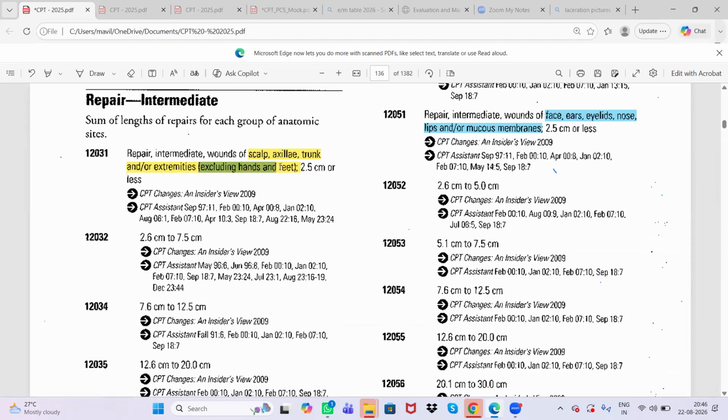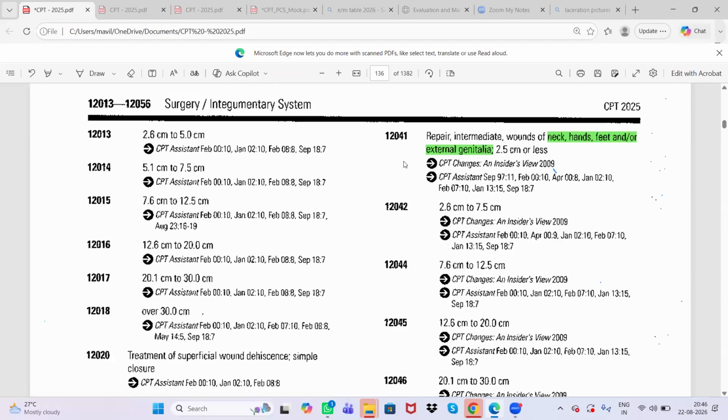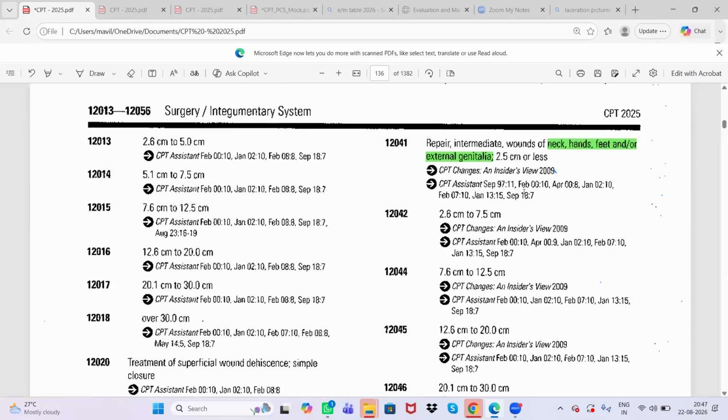I don't know, guys. This CPT is excluding hands and feet. The question falls here in 12041, which is hands and feet. Am I clear? Yes. So, give me the answers now. 12044 and 12011.